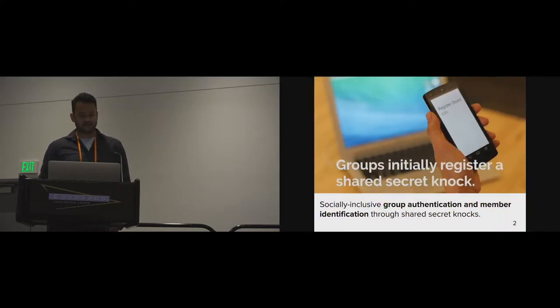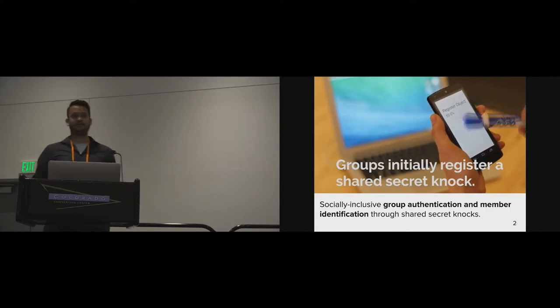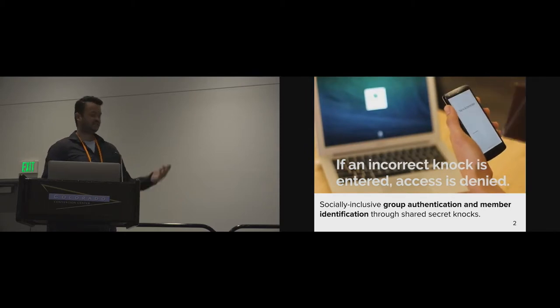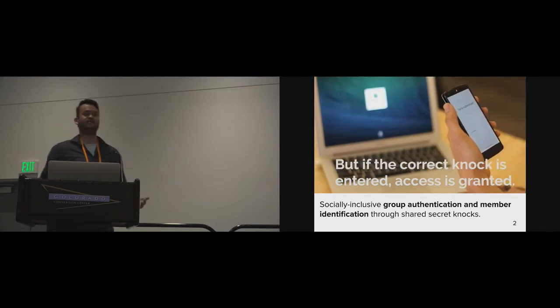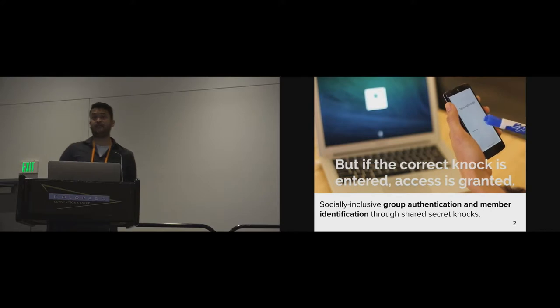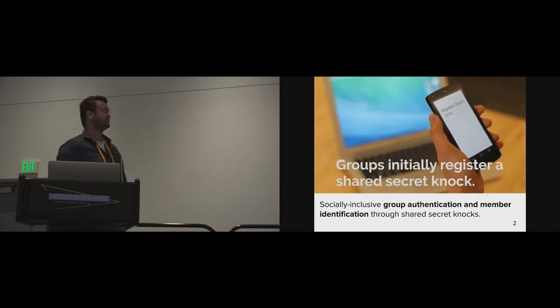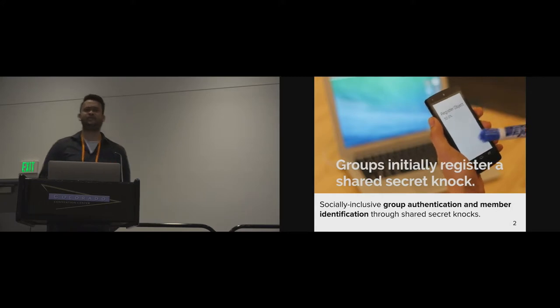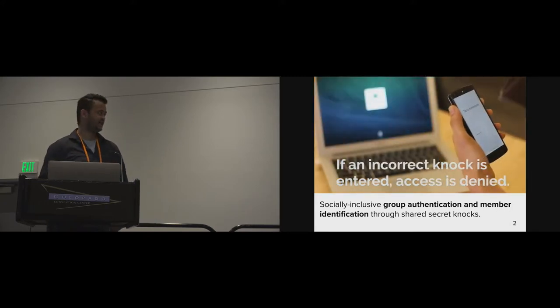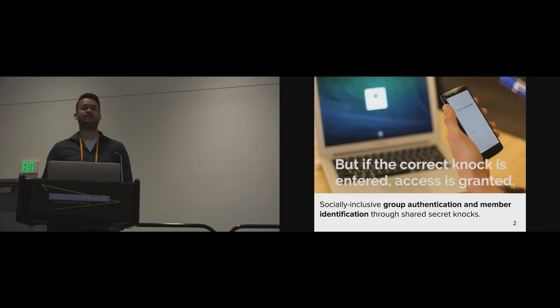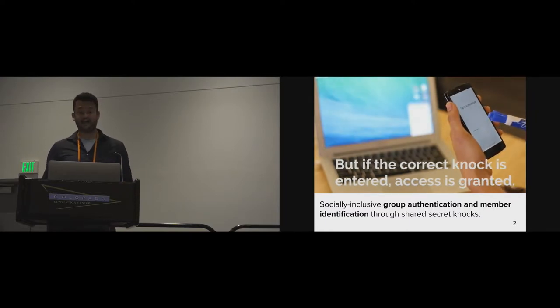Thumprint is basically a system that authenticates and identifies individual members of a small local group through their expression of a shared secret knock. The secret knock is basically any small solid token tapped in a regular pattern on a surface instrumented with an accelerometer and a microphone. As you can see in the video, after a group registers a shared secret knock, if they re-enter that knock the way they registered it, they gain access. Otherwise, their access is denied.